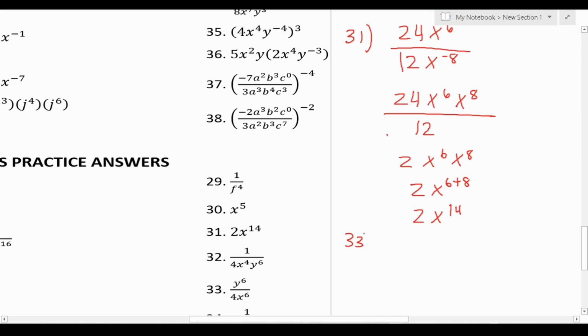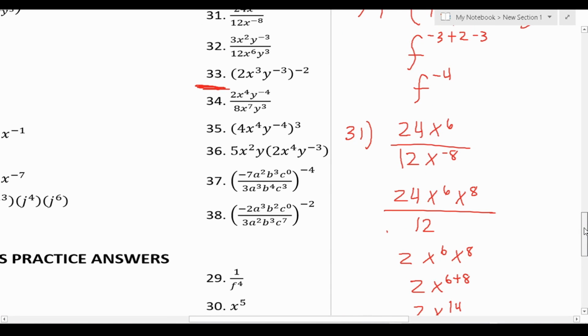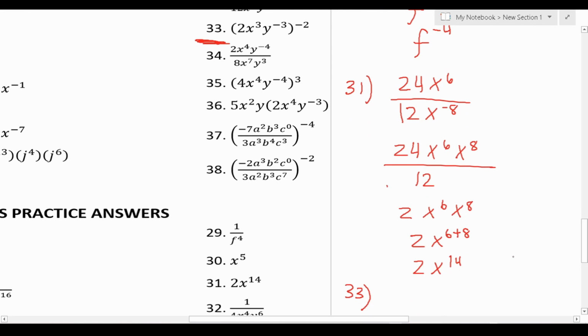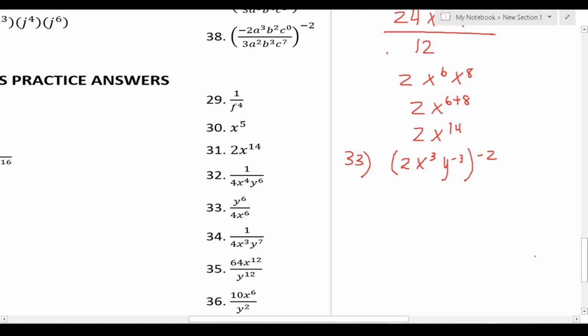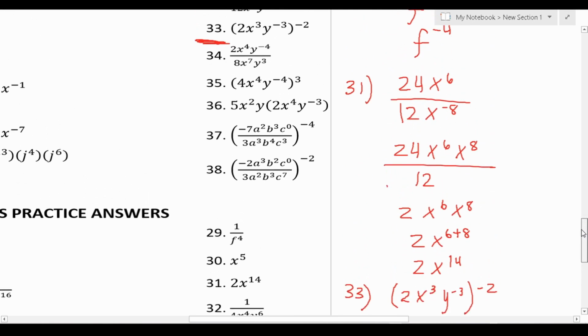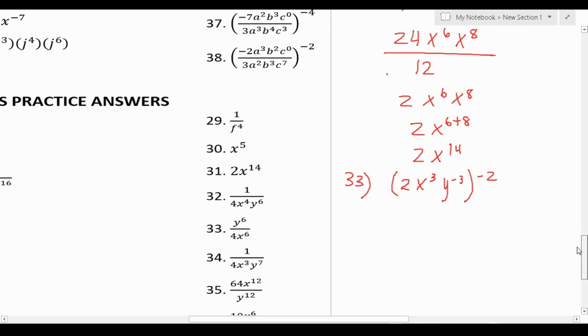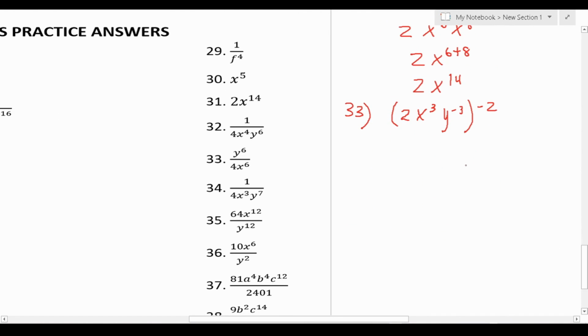And let's do the final problem in this video. Let's make sure I copy it down right. 2x to the 3, y to the negative 3, all to the negative 2. Okay, so we need to come up with a plan of attack. In this case, we can see that we have a negative exponent, which is a no-no. And we have everything raised to the negative 2 power. I'm going to work this one out in my way. There's multiple ways to actually work this one out.